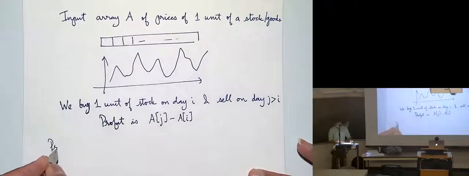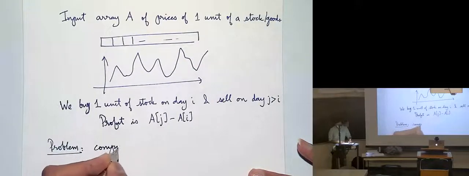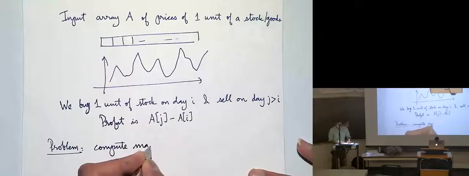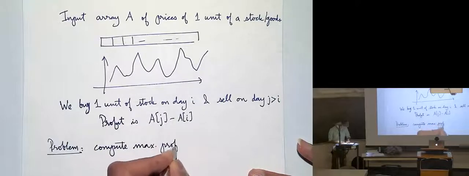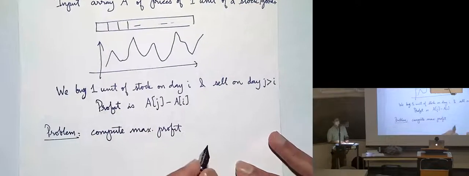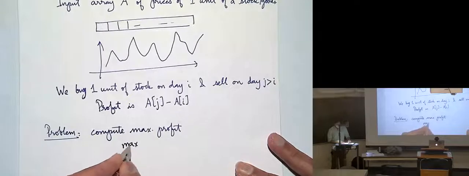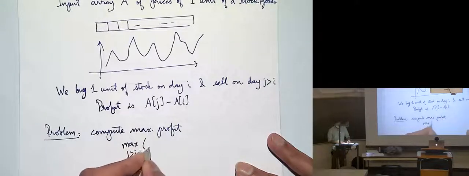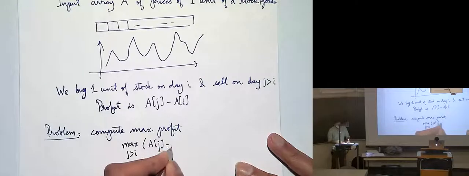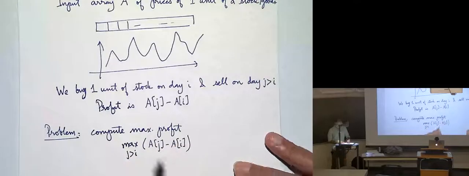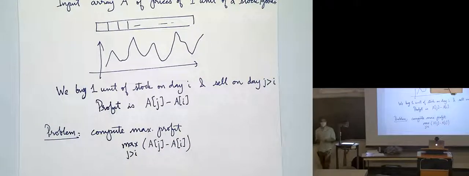Right? This is the profit that you make. And so the problem is to compute the maximum profit, which is just equivalent to saying maximize over all j greater than i, A[j] minus A[i]. This is the problem, right? You have an array and you have to compute this.